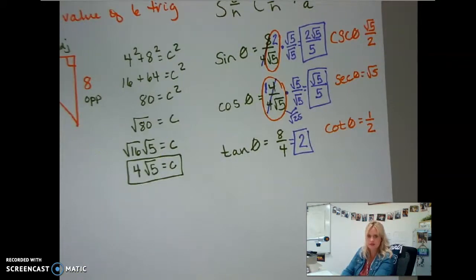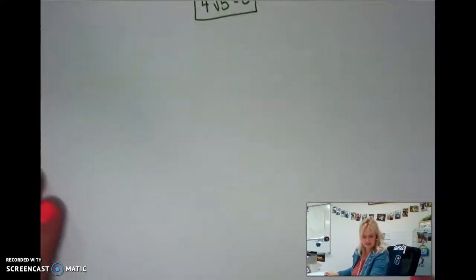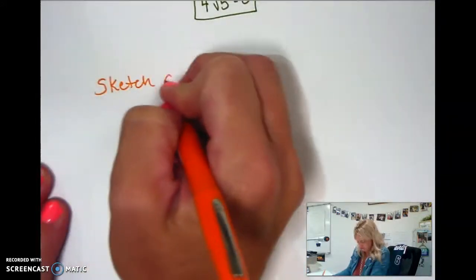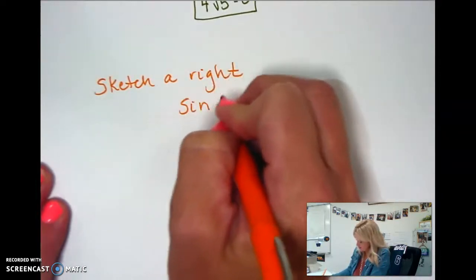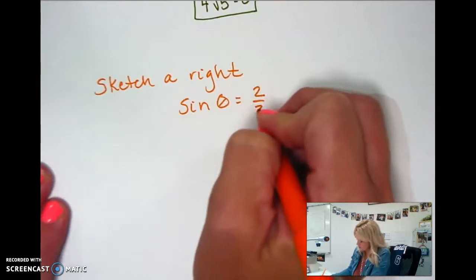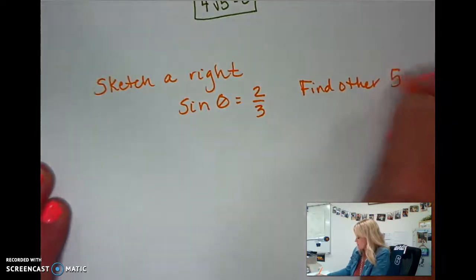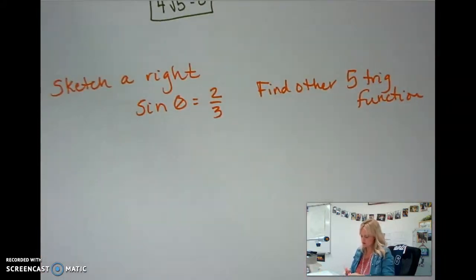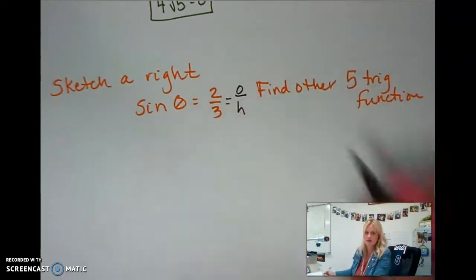Okay, let's keep going on. Now, if I asked you to sketch a triangle knowing the sine of theta is 2/3, find the other 5 trig functions. Well, first of all, we can go ahead and sketch this triangle knowing that sine is 2/3, or in other words, sine is opposite over hypotenuse.